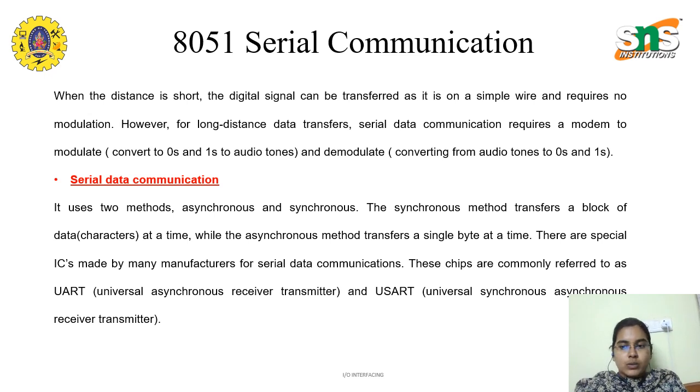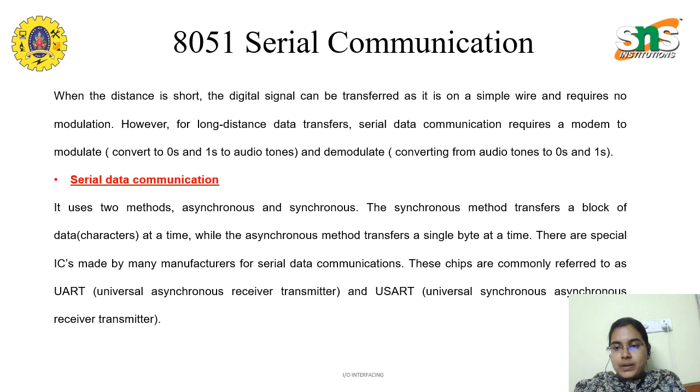Let us discuss serial data transmission, and the synchronous and asynchronous types also. There are two methods, as we have discussed, asynchronous and synchronous. Let us discuss the synchronous type. The synchronous method transfers a block of characters at a time, while the asynchronous transfers a single byte at a time. There are special ICs made by manufacturers for serial data communications.